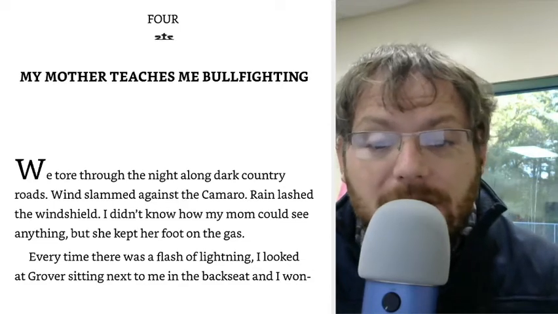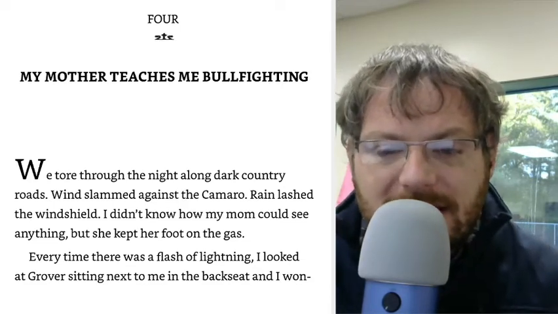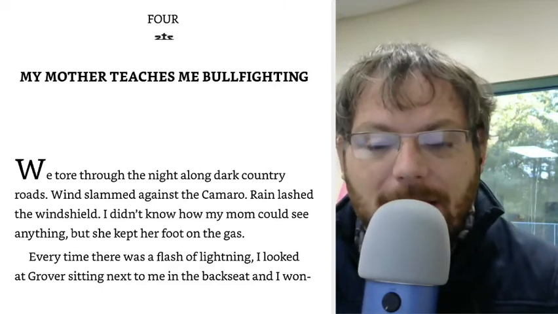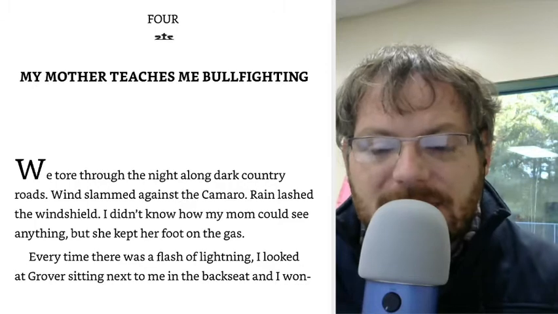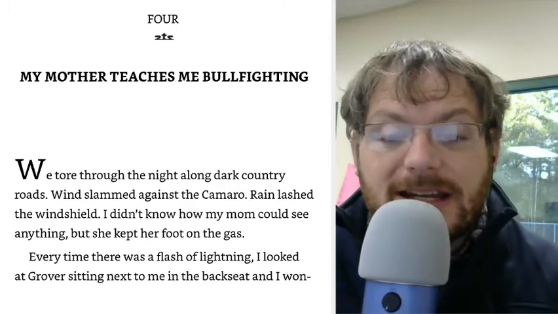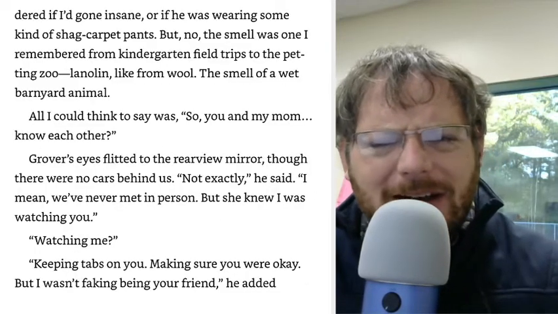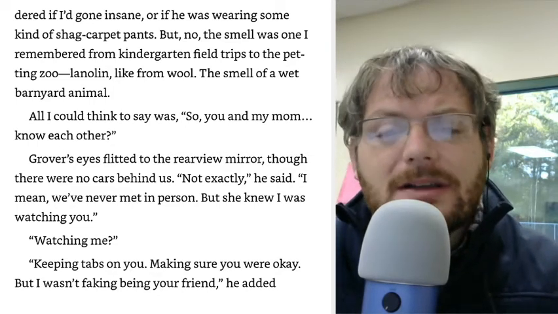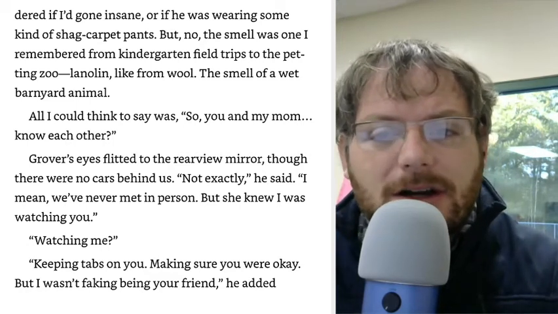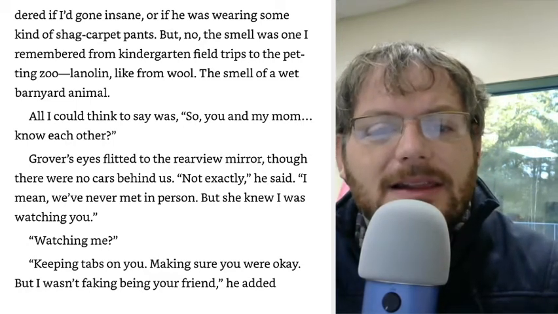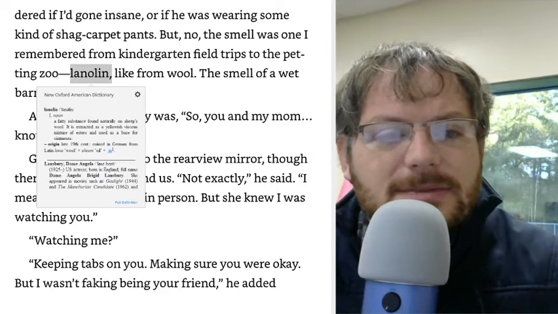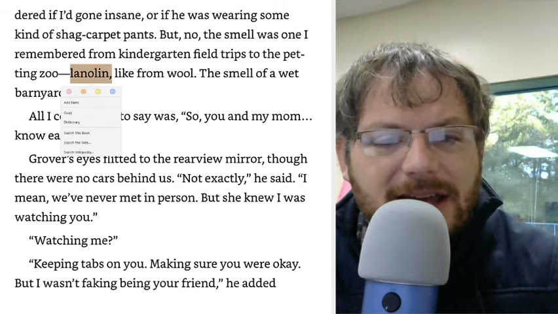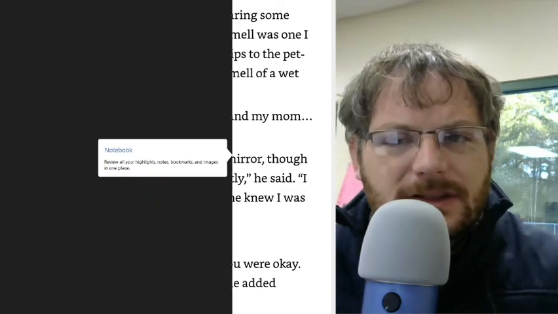So they get in the car and are running away from the hurricane and maybe from something else that's kind of scary. We tore through the night along dark country roads. Wind slammed against the Camaro. Rain lashed the windshield. I didn't know how my mom could see anything, but she kept her foot on the gas. Every time there was a flash of lightning, I looked at Grover sitting next to me in the back seat, and I wondered if I'd gone insane or if he was wearing some kind of shag carpet pants. But no, the smell was one I remembered from kindergarten field trips to the petting zoo. Lanolin, like from wool. The smell of a wet barnyard animal. All I could think was to say, oops, sorry.